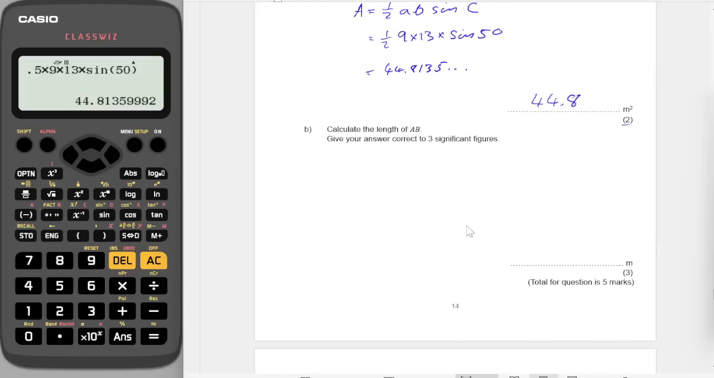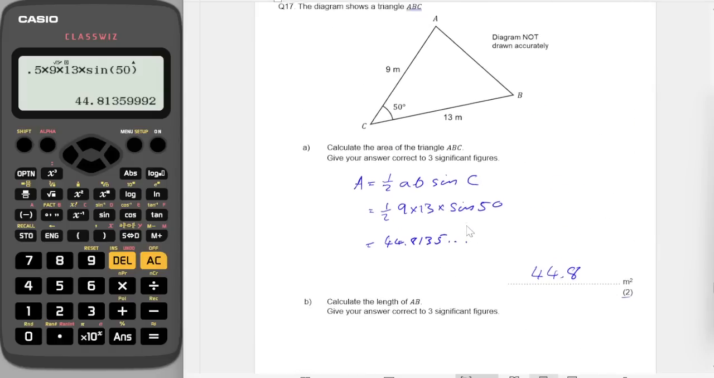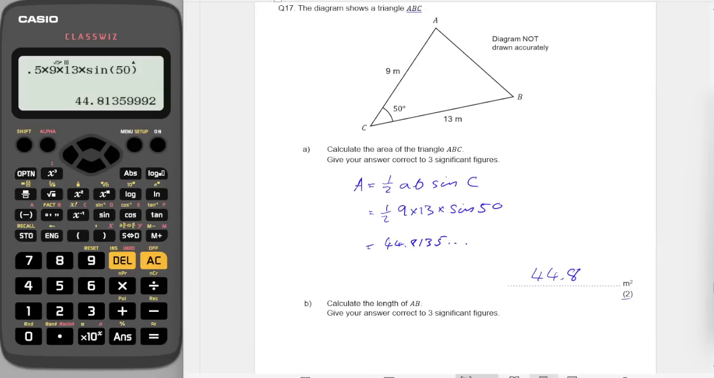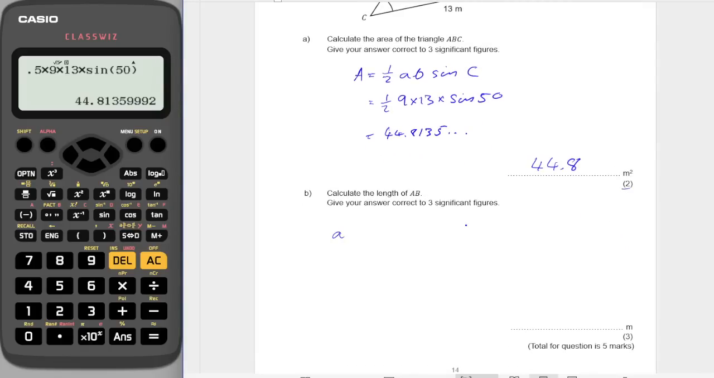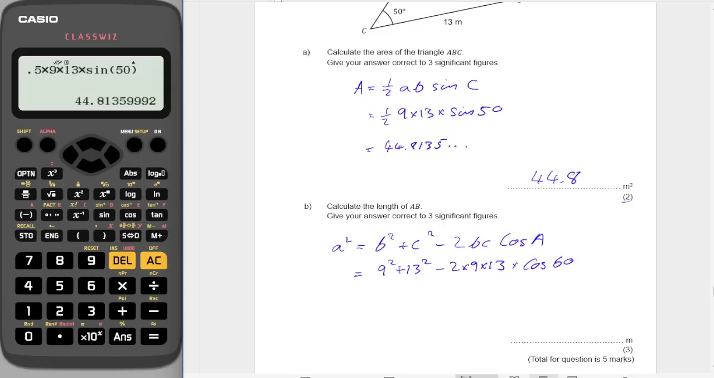Okay, part B, calculate the length of AB. So the length of AB is this length here, so it is arguably c. I'm going to rearrange my letters there just because a squared is equal to b squared plus c squared minus 2bc cos A. So for this case, that would be 9 squared plus 13 squared minus 2 lots of 9 times 13 times by cos of the angle, which was 60. Was it 60? 50.